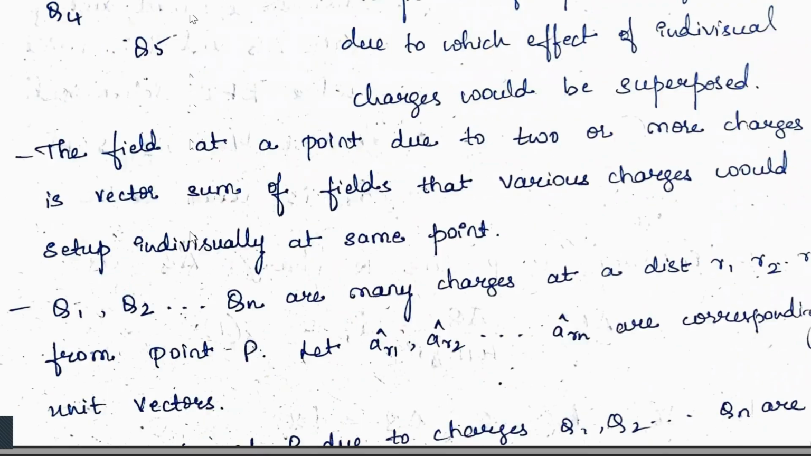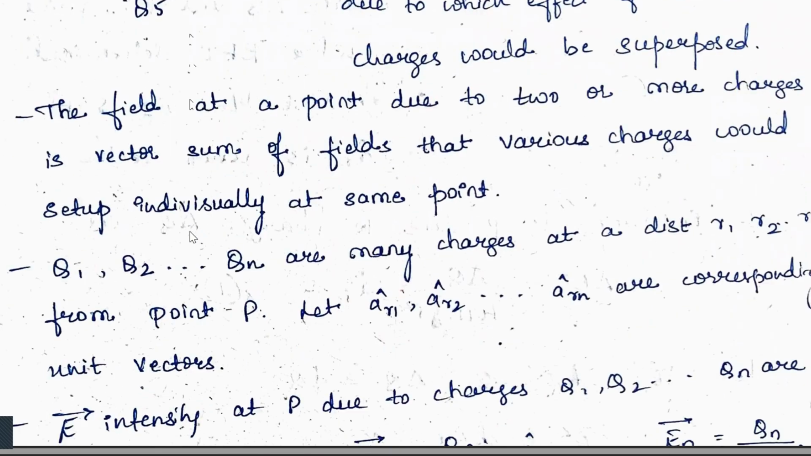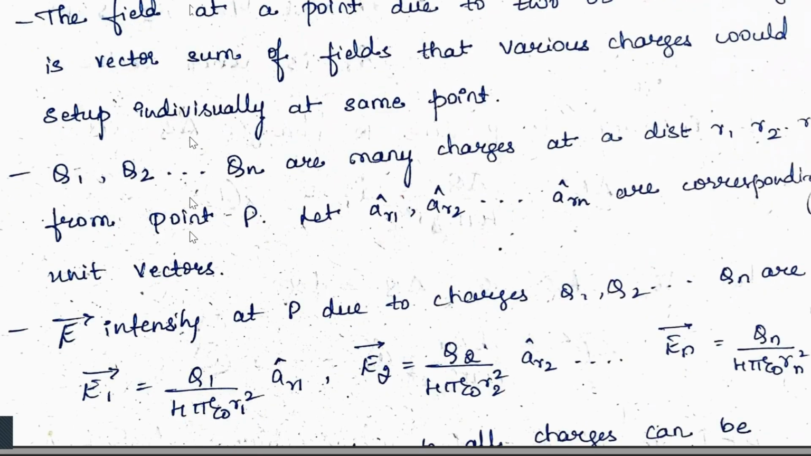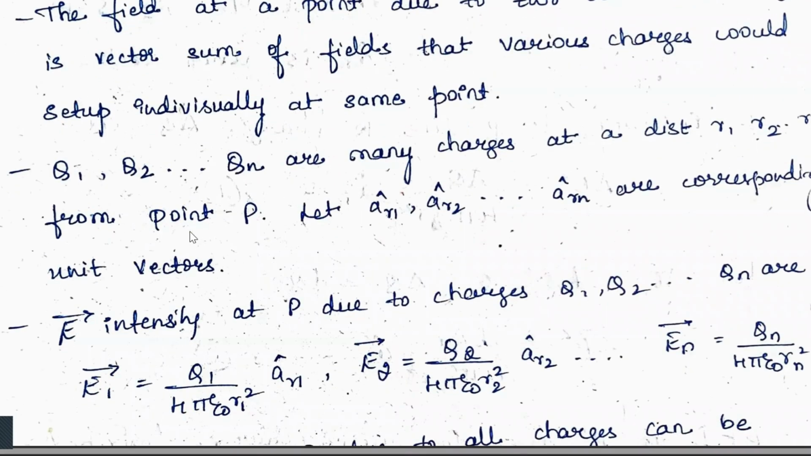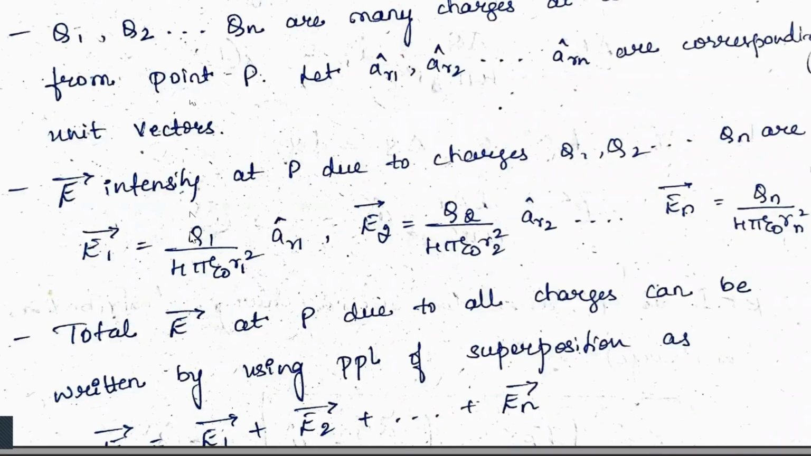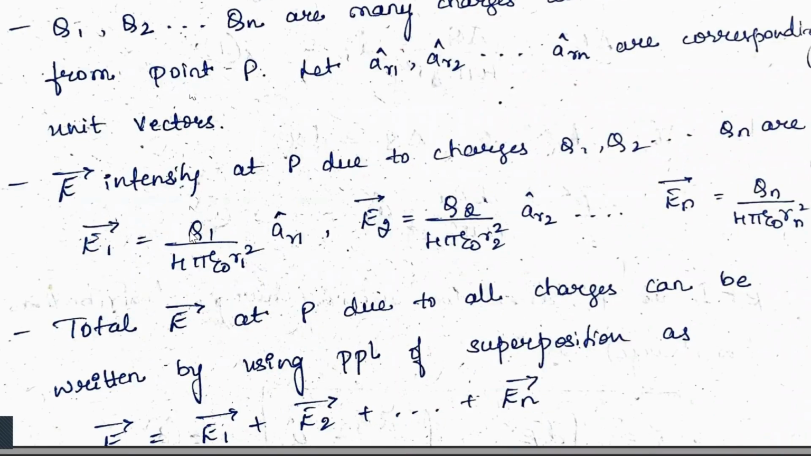Consider Q1, Q2 till Qn are the charges placed at distances R1, R2 till Rn from the point P. Let the unit vectors be AR1 cap, AR2 cap till ARn cap correspondingly. So the electric field intensity at a point P due to these charges will be: E1 vector, for the one charge, is Q1 divided by 4 pi epsilon naught R1 square AR1 cap. Similarly, E2 is equal to Q2 divided by 4 pi epsilon naught R2 square AR2 cap, and so on up to the En vector, that is Qn divided by 4 pi epsilon naught Rn square ARn cap.